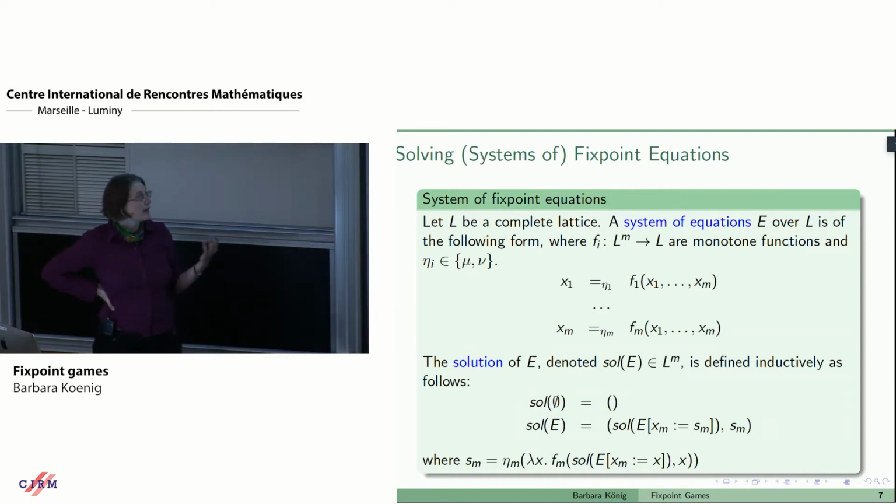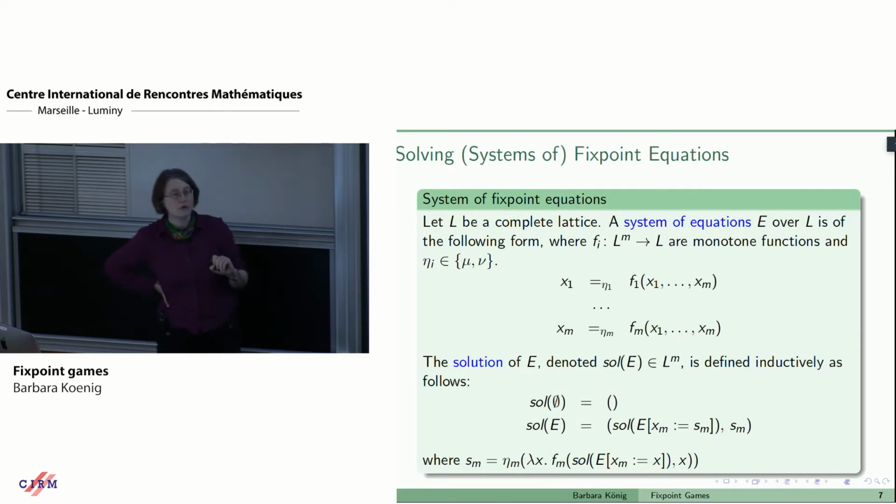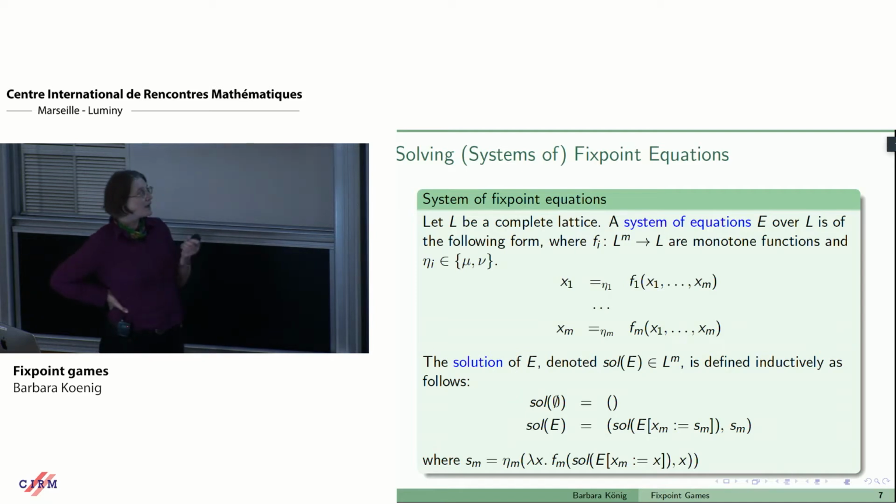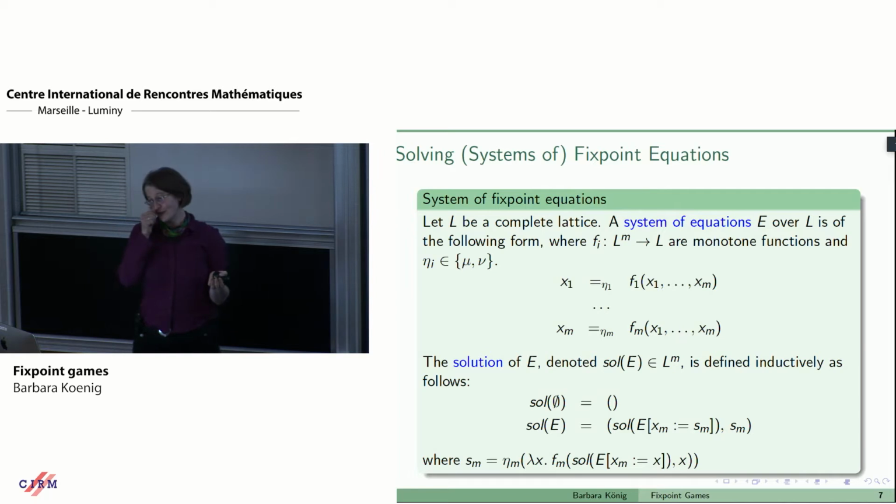And then how do you determine the solution of such a system of equations? Well, you do it inductively as follows. You assume you already know how to solve a system consisting of m-1 equations. How do you solve a system consisting of m equations? Well, the simplest case is, of course, a system consisting of 0 equations, where the solution is just the empty tuple. So the solution is supposed to be an m-tuple of lattice elements.